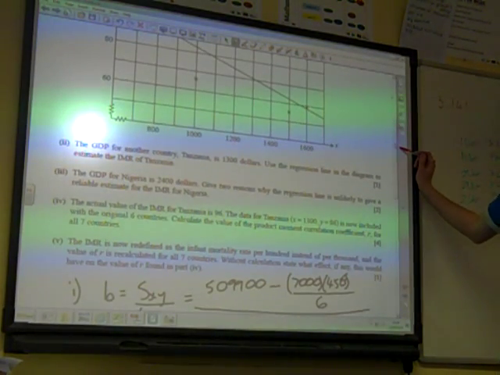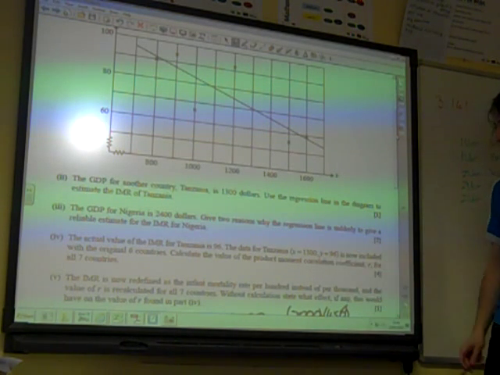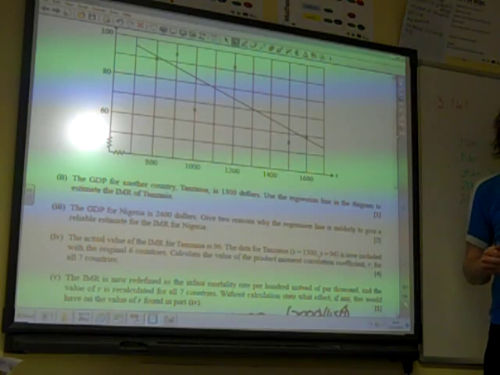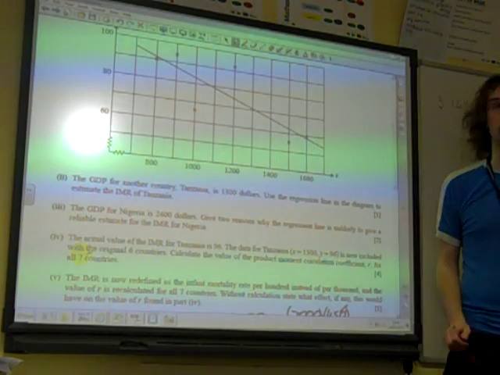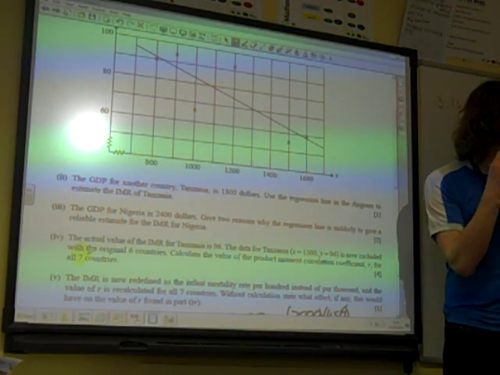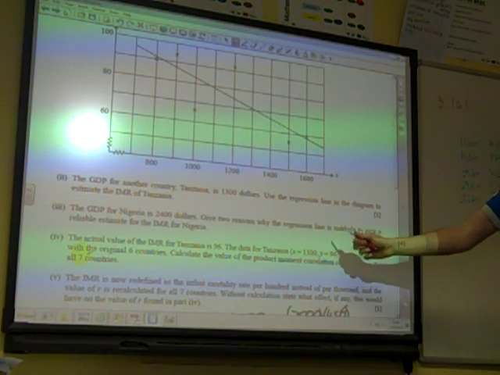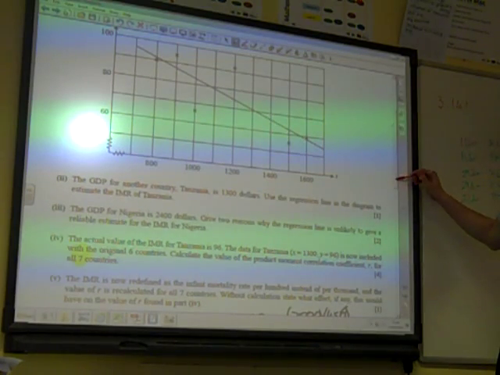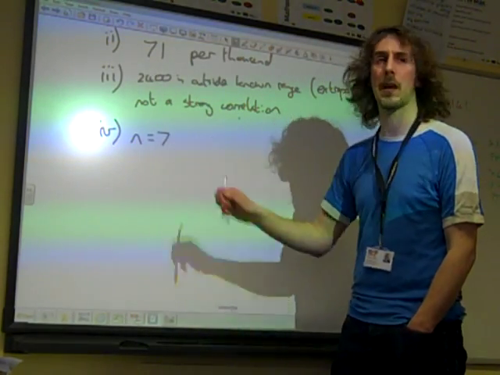Now, part 4 asked you to do quite a lot of working out here. Part 4 said the actual value of the IMR for Tanzania is 96. The data for Tanzania, X is 1300, Y is 96, is now included with the original 6 countries. Calculate the value of the product moment correlation coefficient for all 7 countries. Just notice this, because a few people forgot that N has now gone up to 7. So we need our 6 key bits of information to be updated to include this new thing that we know about. So if we think about what effect that would have, our new N value is 7.